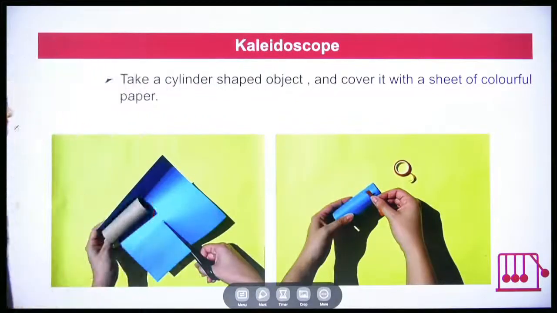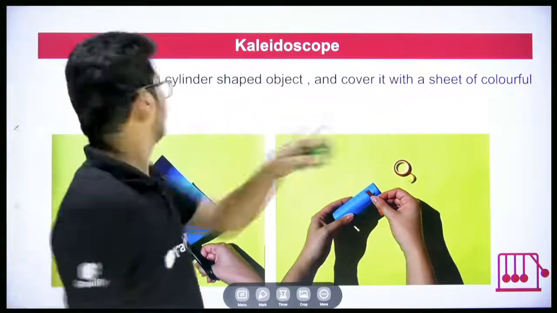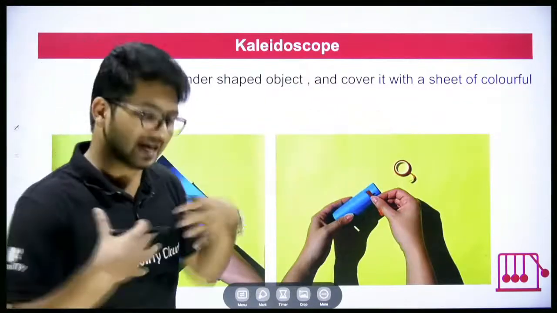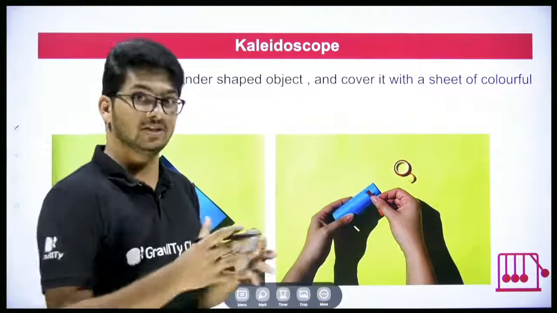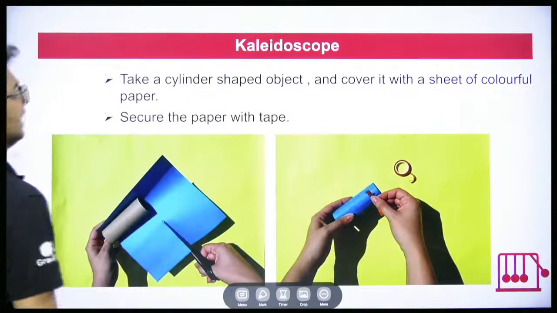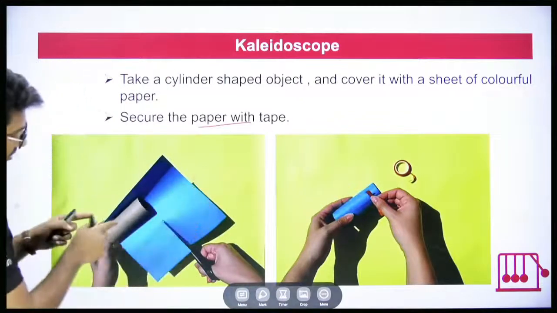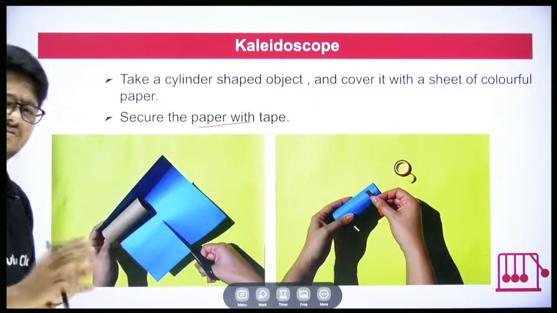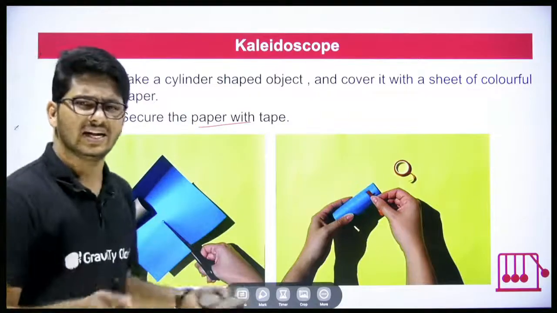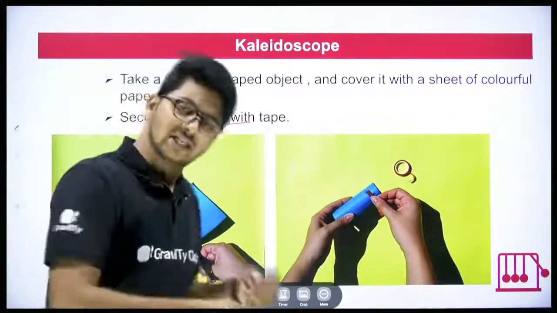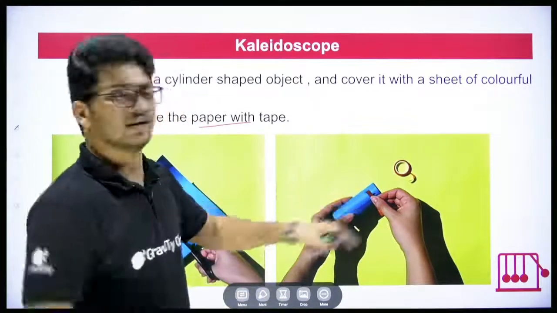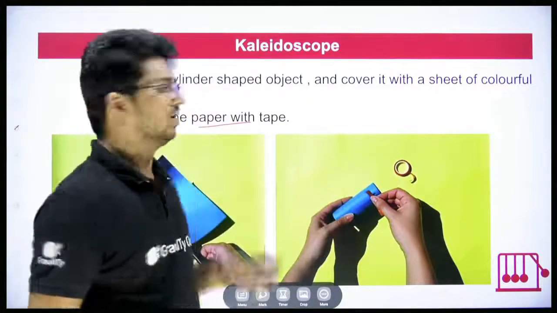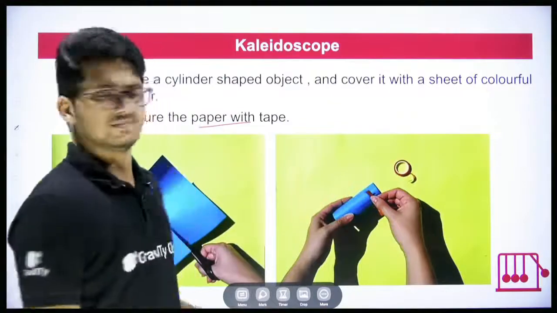Then cover it with a sheet of colorful paper. We are doing this for decoration purposes, so that our kaleidoscope appears beautiful. And secure the paper with tape. So basically, you take the cylindrical object and cover it with any color you like, blue, green, yellow. Just wind it and secure it, paste it so that the paper sticks with the tape. That's not the main part.